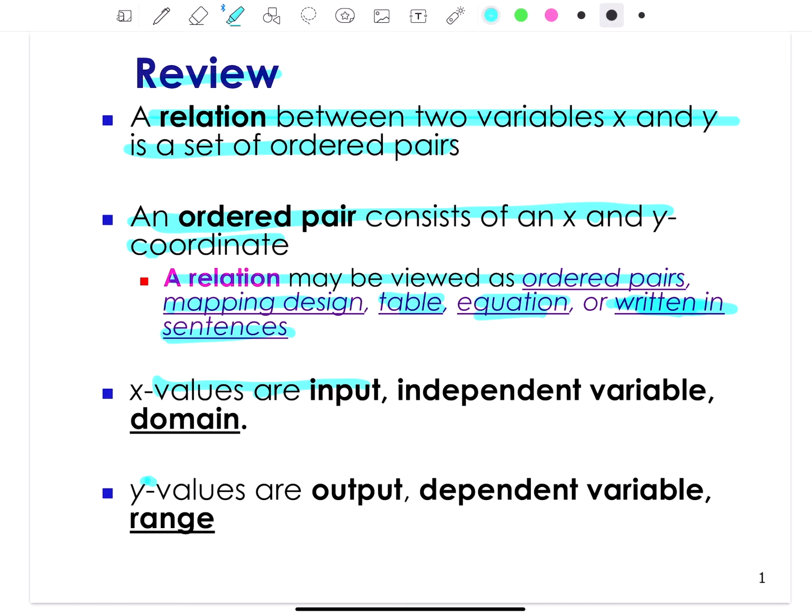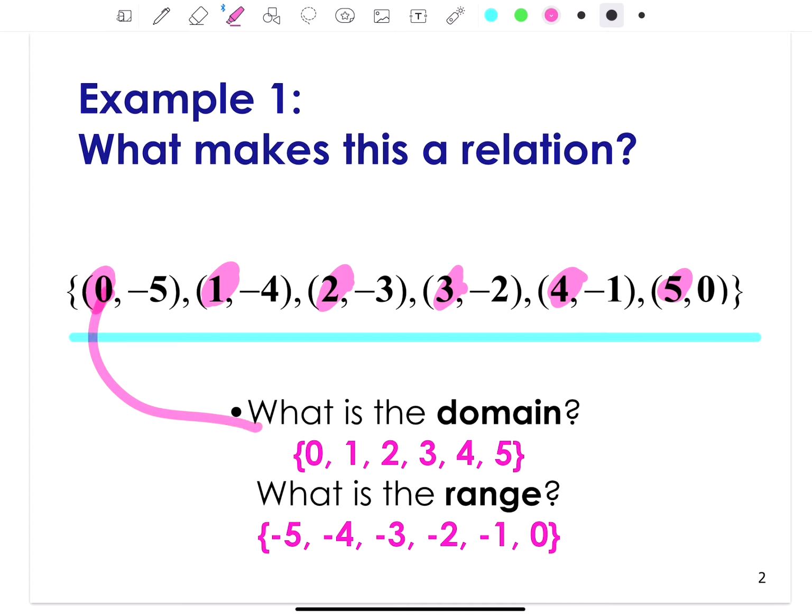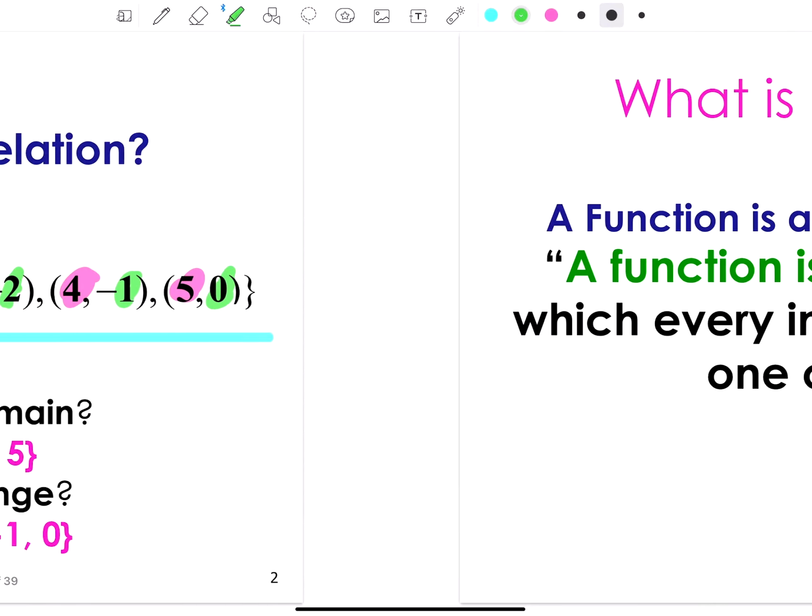X values are called the inputs, or independent variable, or domain, and y values are called output, dependent variable, or the range. Example 1, what makes this a relation? Well, we see the elements are ordered pairs, so this is a relation, and our domain will be all the x values. All the x values make up the domain, and the range will be all the y values. The collection or set of all the y values will be the range: -5, -4, -3, -2, -1, and 0. That's my range, and the domain is 0, 1, 2, 3, 4, 5. Collection of x values is domain, collection of y values is the range.